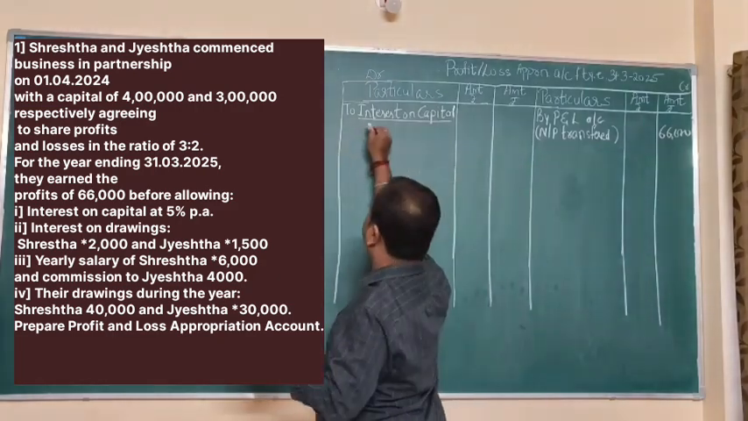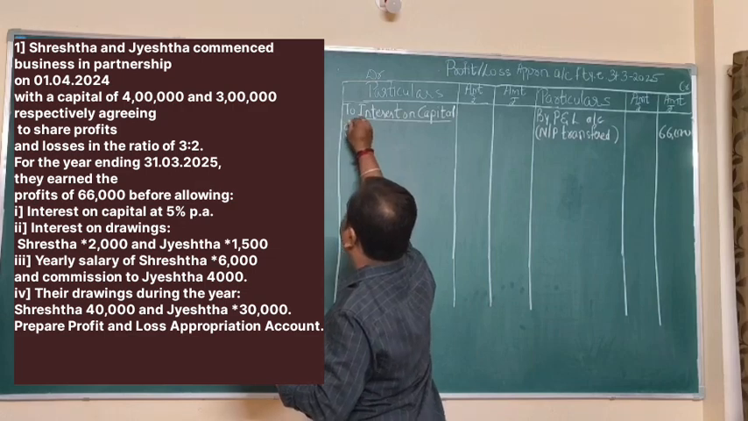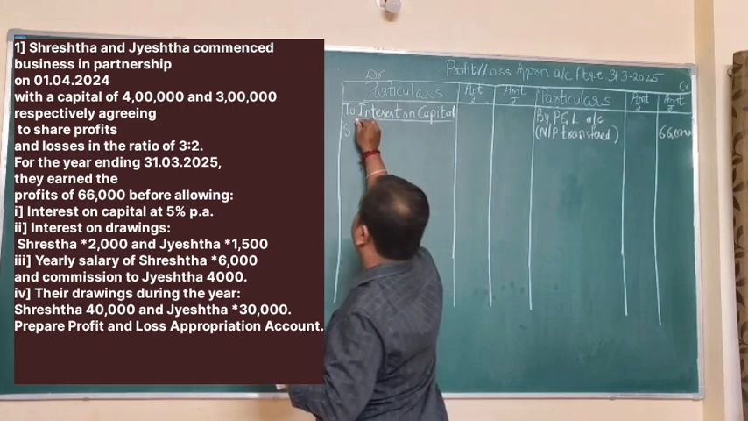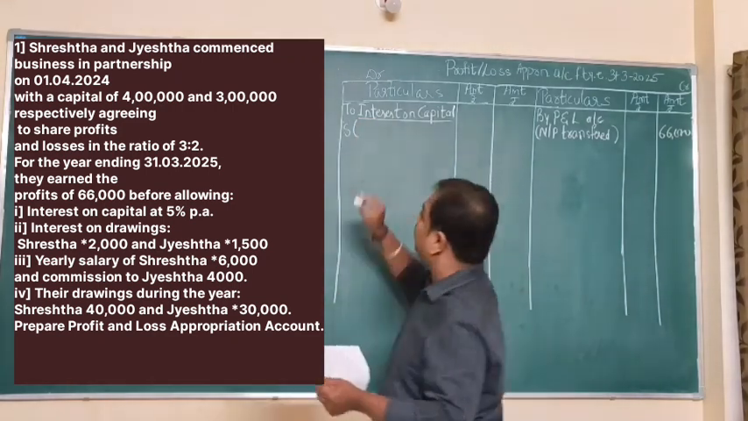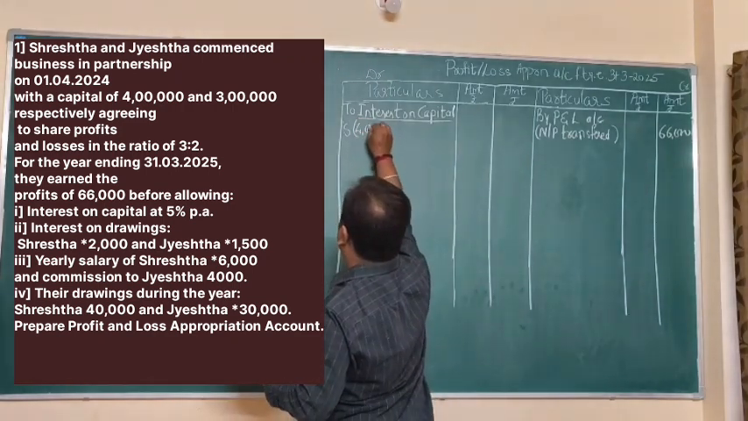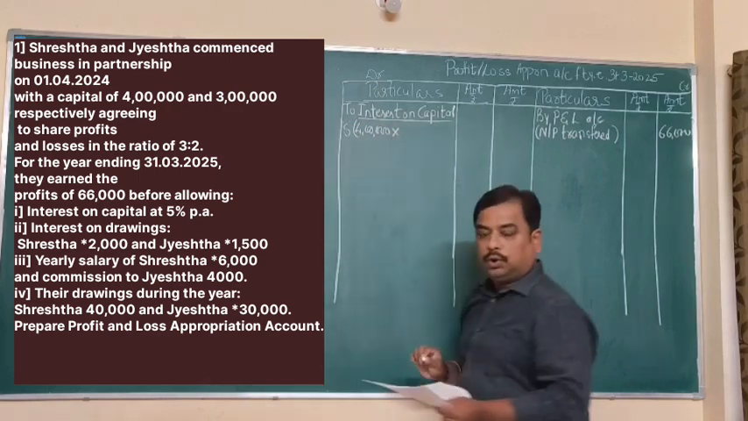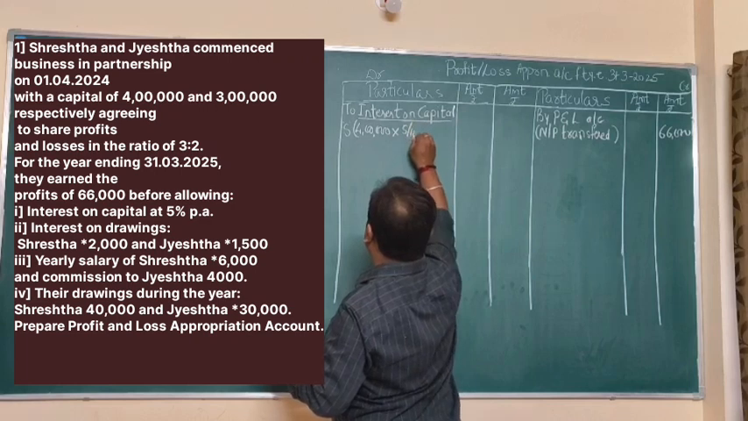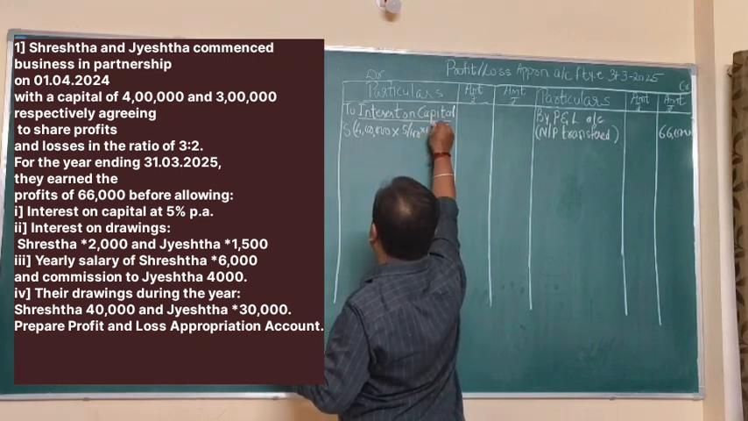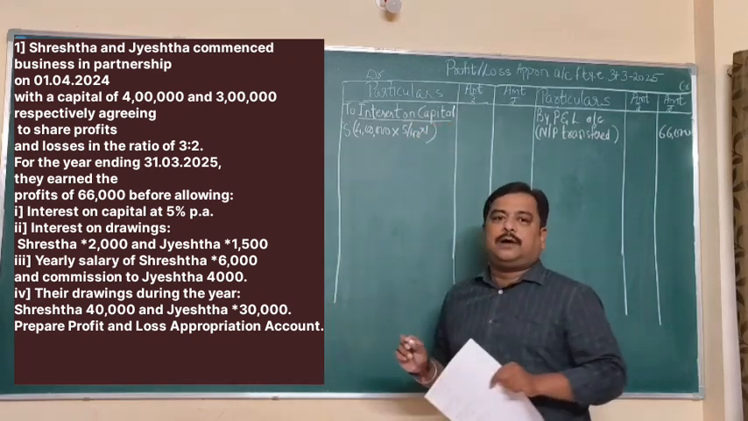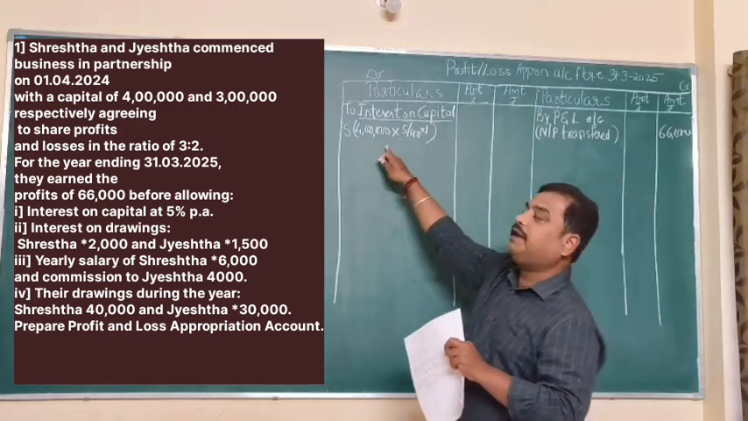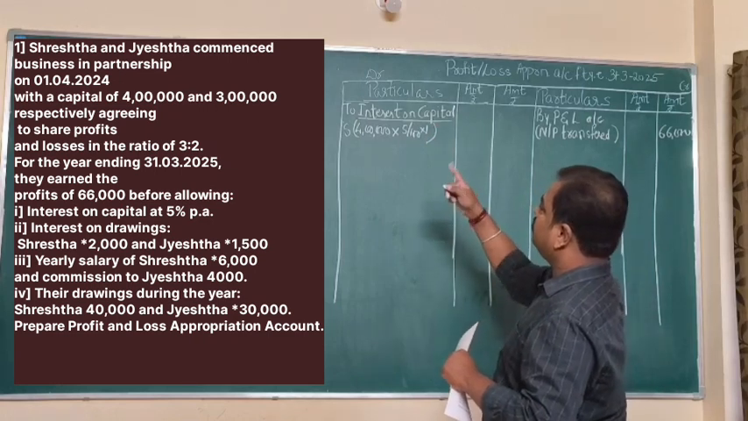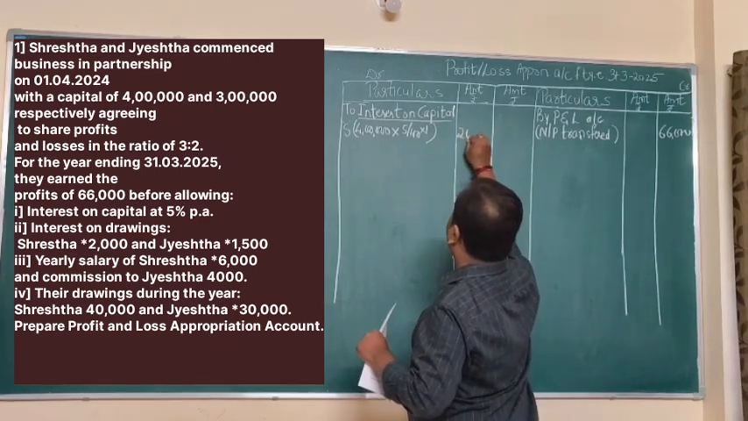So I'll just use the first letter of the partner, but you write full in the exam. Shrestha. You have to show the short calculation here. Shrestha, the capital is 4 lakhs. 4 lakhs into what is the interest on capital? 5%. 5% means 5 by 100 into 1 for 1 year. PTR upon 100, principal into rate. So 4 lakhs at 5% is 20,000 rupees. I will write this in the inner column.